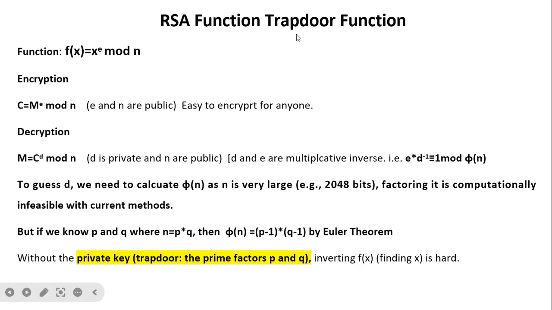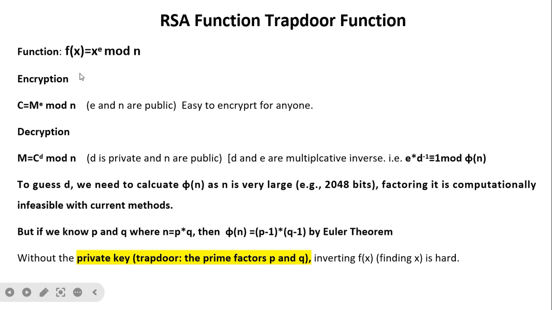For example, we will see the RSA trapdoor function. So f(x) is equal to x raised to e mod n. This function we are using in RSA. Now for encryption, we use c equal to m raised to e mod n, where e and n are the public parameters, and e is nothing but the public key of the receiver, which is used to encrypt the message. At the sender side, it uses the receiver's public key to encrypt the message, and at the receiver side decryption takes place using the receiver's private key, that is d. Here c is the ciphertext. So the formula is m equal to c raised to d mod n, where d is private and n is public.